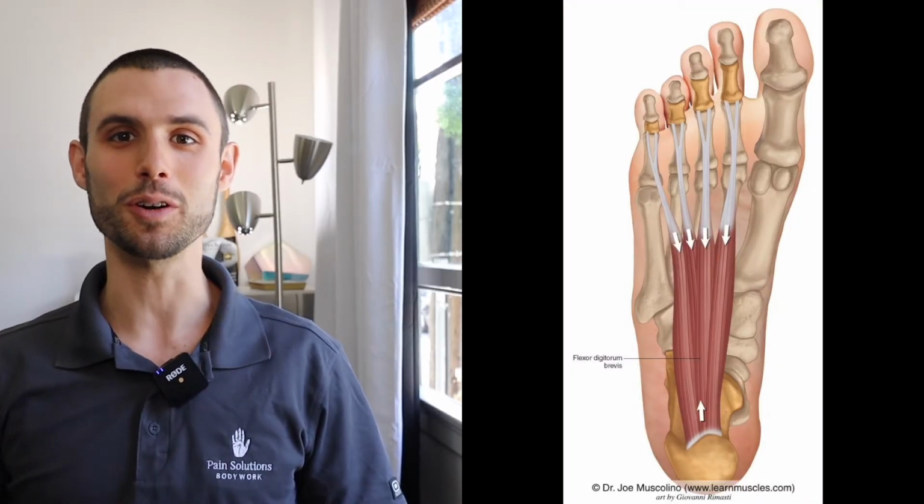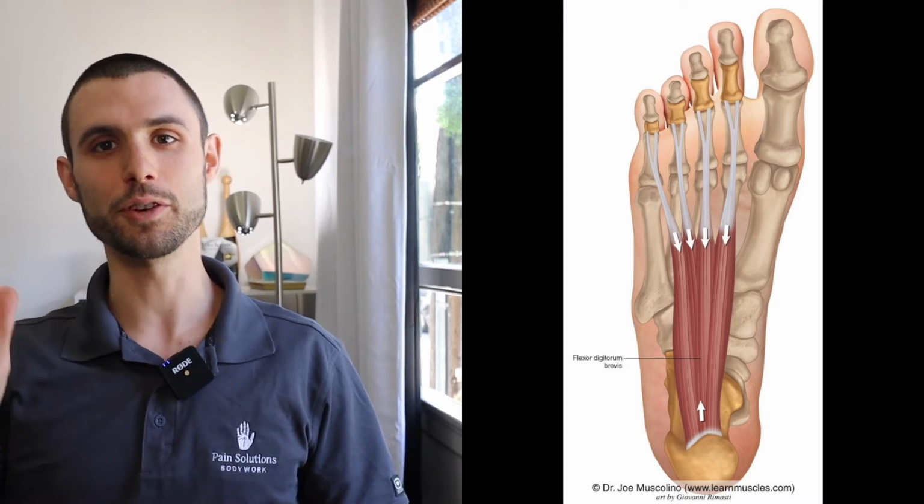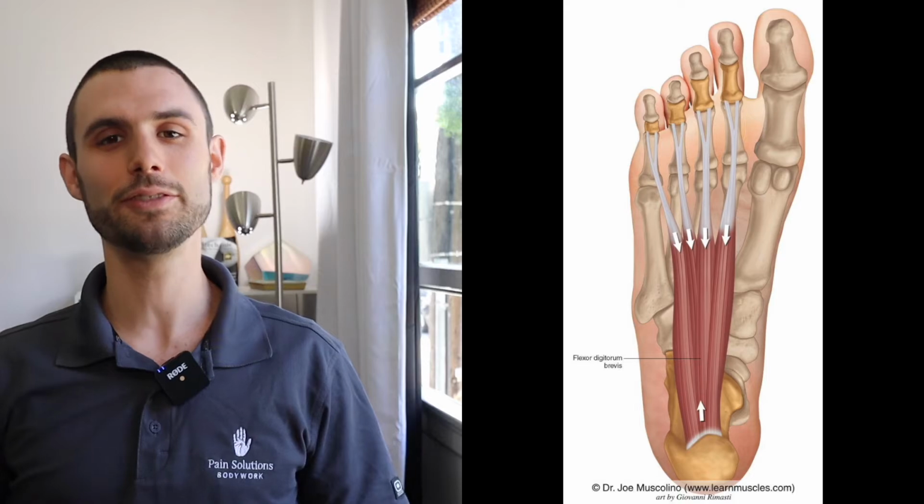So just deep to the plantar fascia, we have a layer of muscle called your flexor digitorum brevis. What this muscle does is it flexes your four small toes. If this muscle is chronically tight, it can create a ton of foot pain. So that's one possibility. Your flexor digitorum brevis is tight. That muscle also runs all the way down to the heel.